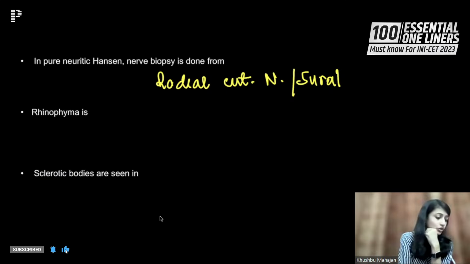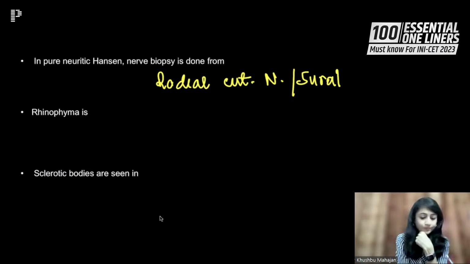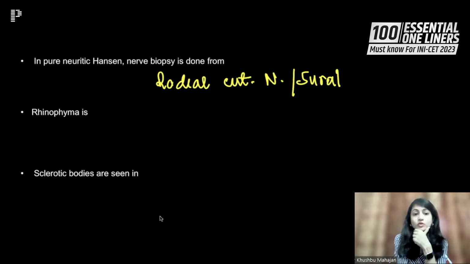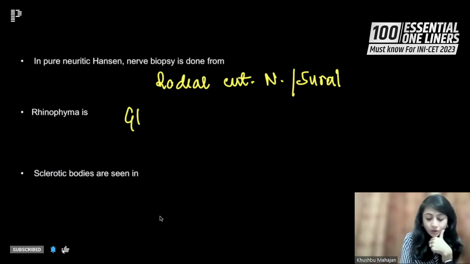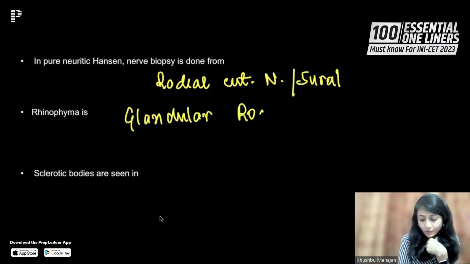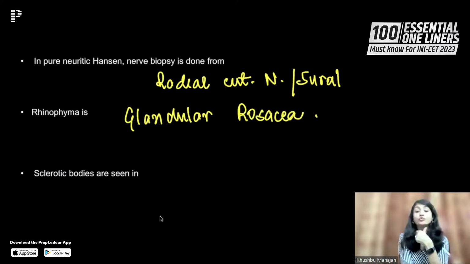Next question. Rhinophyma is... Yes, it is superficial radial cutaneous nerve or sural nerve, not from greater auricular nerve, not from ulnar nerve. Siddharth, you're right, it is potato nose, but what is it actually? Where do you see it? It is glandular rosacea. Rhinophyma is another term that we use for glandular rosacea.